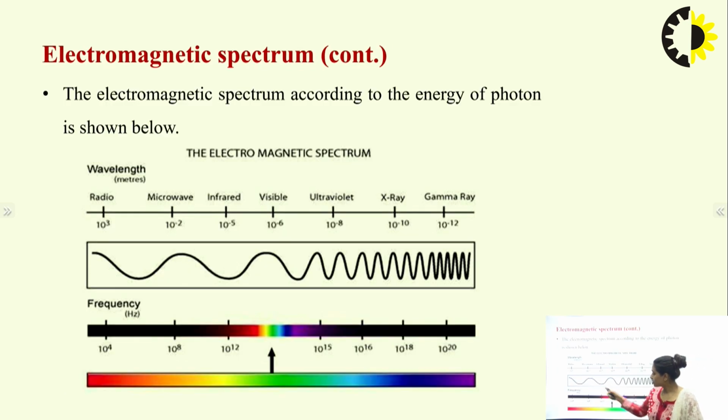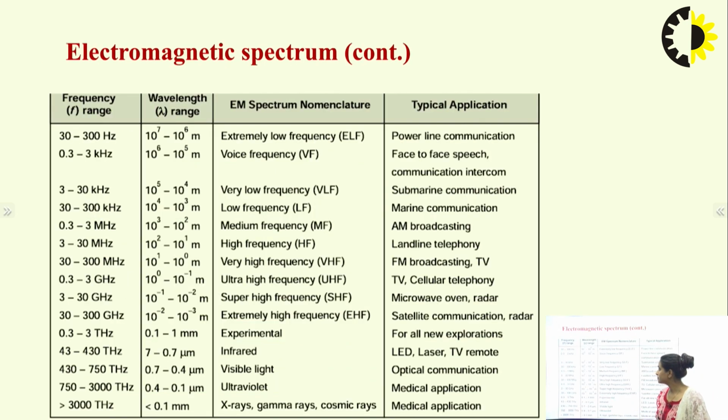Now again, I want to classify or segregate the waves falling under radio waves. Then I can expand it into these starting few things which we have mentioned here. Radio waves can further be classified as extremely low frequency, ELF, and voice frequency. Extremely low frequency lies in the range of 30 to 300 Hertz. Voice frequency is in the range of 0.3 to 3 kilohertz. And the corresponding wavelength is written in meters here.